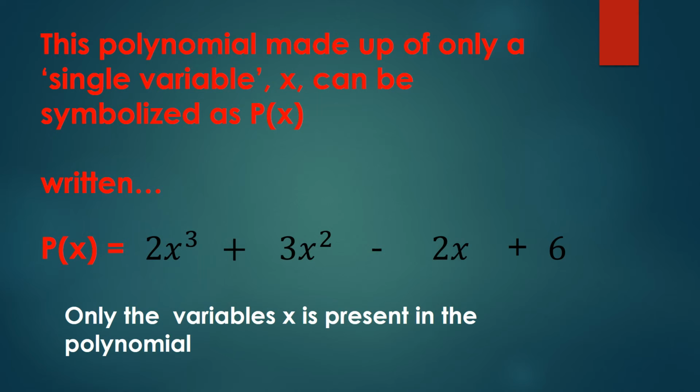This polynomial is made up of only a single variable. You notice that it only has an x. So this term is 2x to the third, this term is 3x squared. But there's only a single type of variable, that is x. So only the variable x is present. And the polynomial is symbolized by uppercase P brackets x. That symbolizes a polynomial of only a single type of variable, x. There's only x present here.